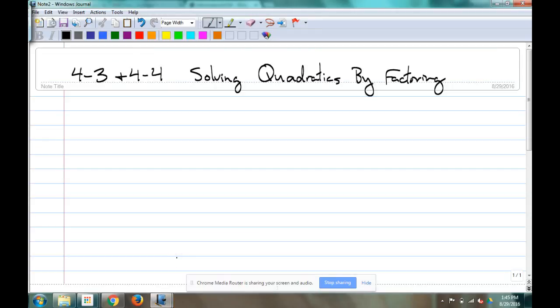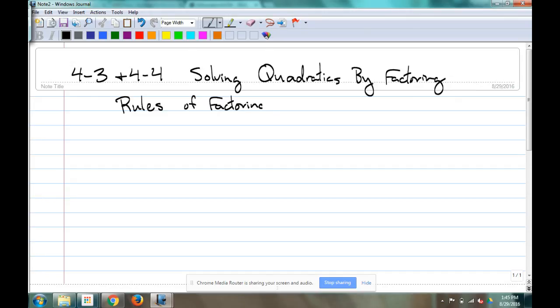One. Boom. All right. So solving quadratics by factoring. We need to quickly review how you want to go about factoring any polynomial. We're going to start with quadratics. But the first thing that we need to talk about are my rules of factoring.